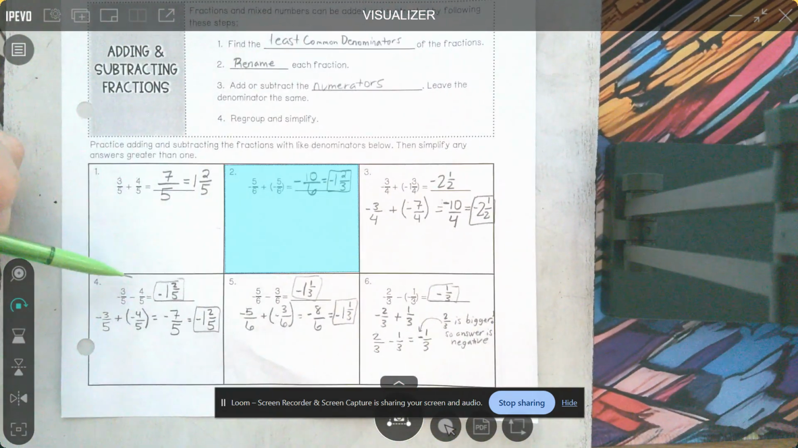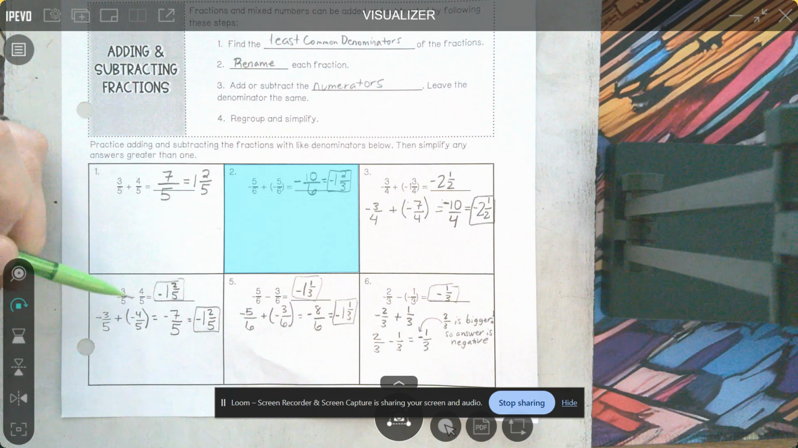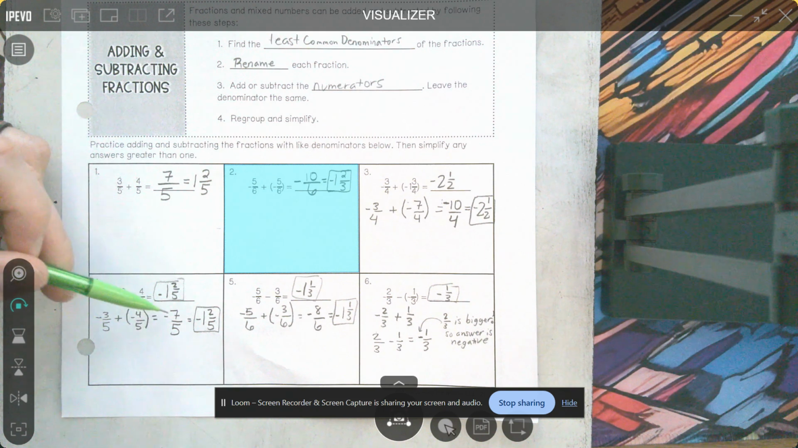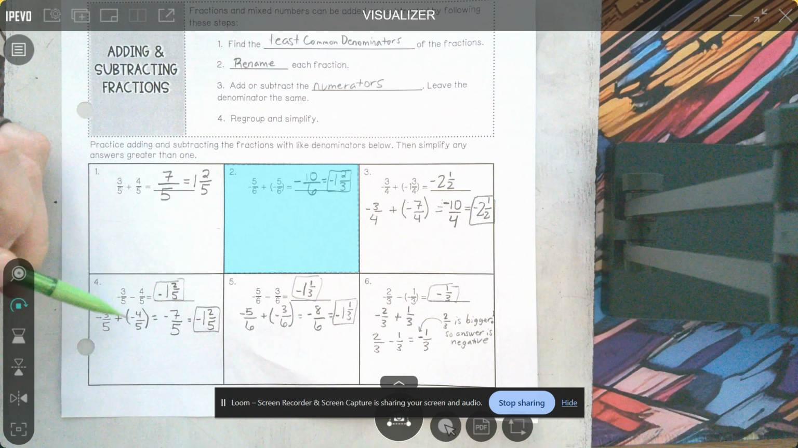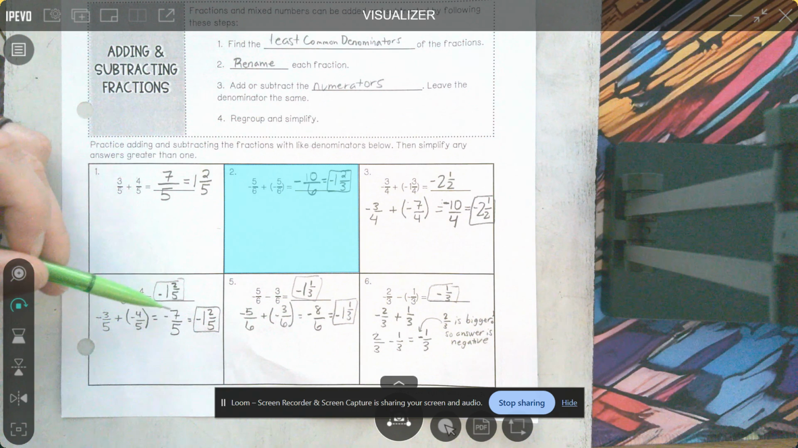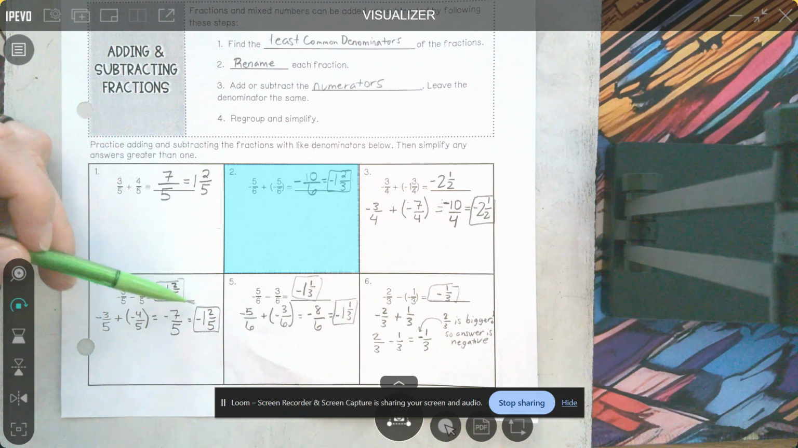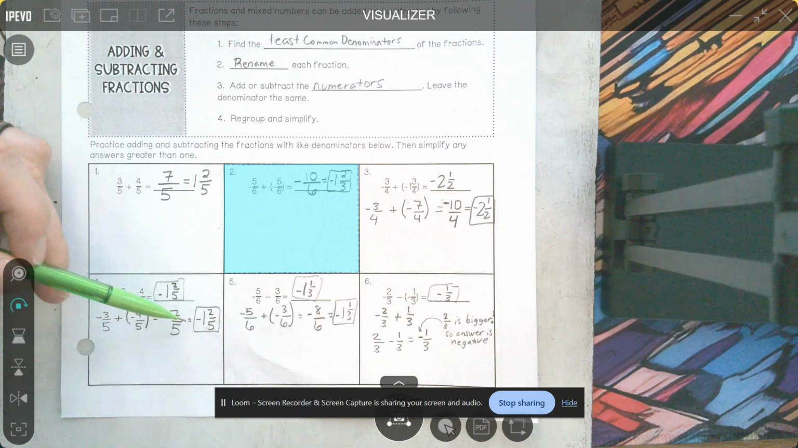So let's look at number 4. Number 4, we have subtraction. Did you remember to rewrite as addition? I hope so, homies. You should have rewritten as addition first. Then we could add or subtract. So these were same signs after we rewrote as addition, so we just add them up, and you get negative 7 over 5, and you turn it into a mixed number, you get negative 1 2/5.